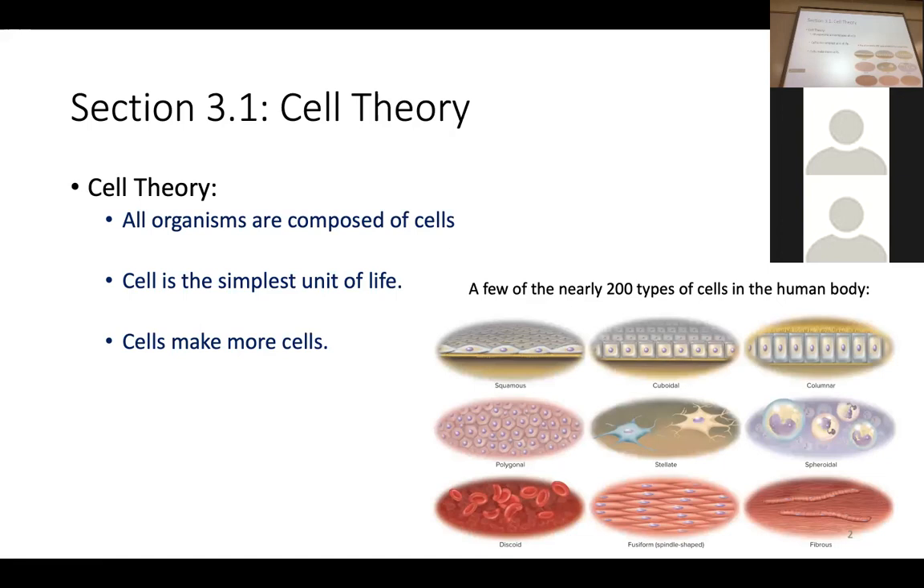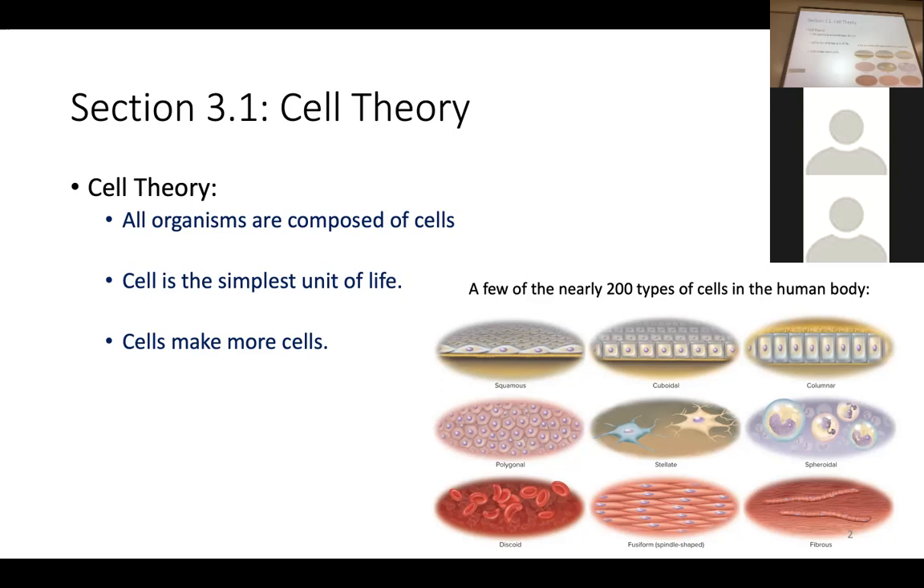First off, the 3 tenets of the cell theory, all the 3 that we're going to focus on. All organisms are composed of cells. So all of us are made of at least one cell. We're many, many cells, obviously. So the cell, by definition, is the simplest form of life. So a bacteria is one cell, but it's still considered alive. So you have to be made of at least one cell for us to consider something alive.